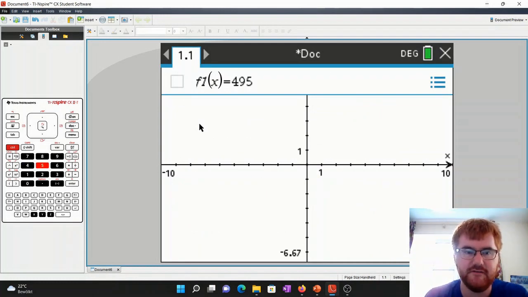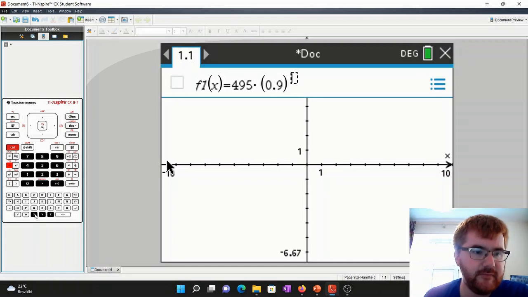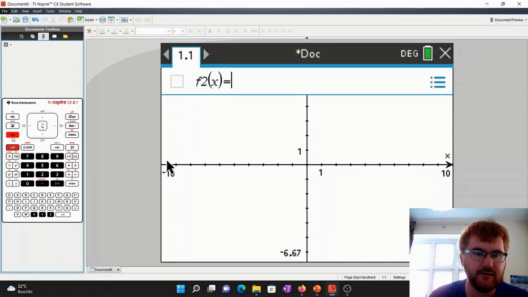So 495 multiplied by 0.9. Again, make sure we use x as well. I'm not going to worry about scales or anything like that. Okay, so I know it's already in the system. I'm not too worried about where it is at the moment.